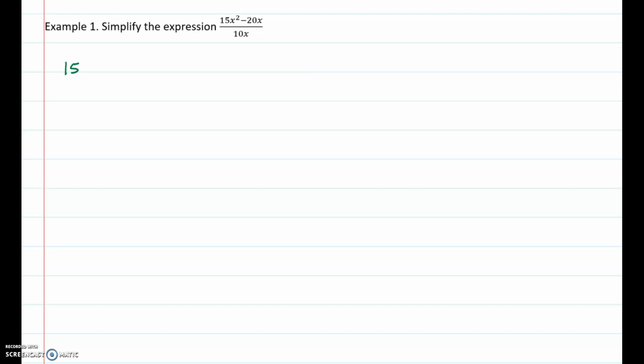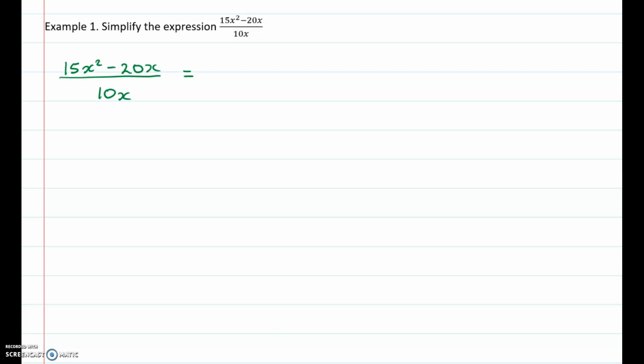So we have 15x squared minus 20x over 10x. So check the part that involves the addition or subtraction. In this case, that's the top line. And see, is there some way to factor the top? Now, we know lots of different types of factoring. We know removing the greatest common factor. We know how to factor simple trinomials and difficult trinomials. We know how to factor by grouping. We know the difference of two squares. So there are lots of different ways.